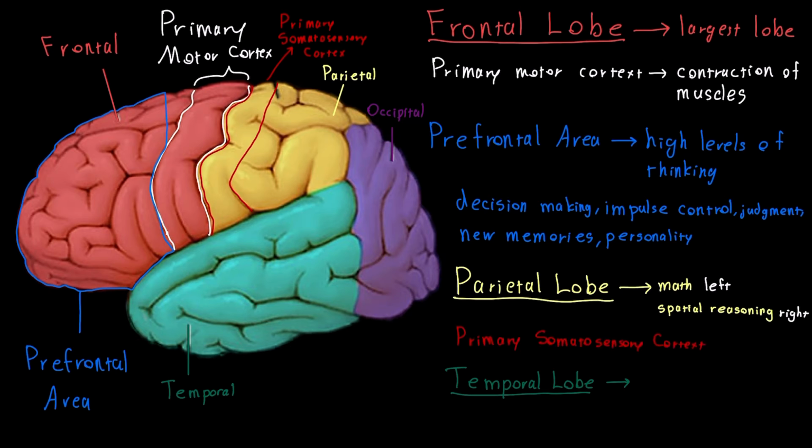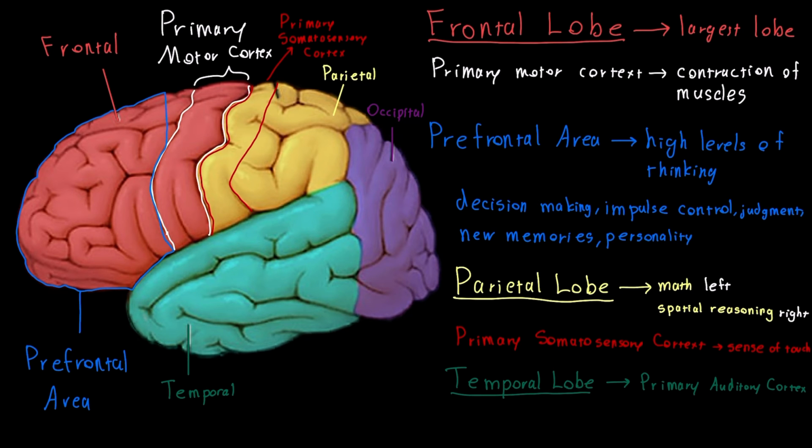Now, the area I've surrounded in red on the parietal lobe, that's going to be the primary somatosensory cortex, and that's going to be your sense of touch. So that's where you process sense of touch within your brain.